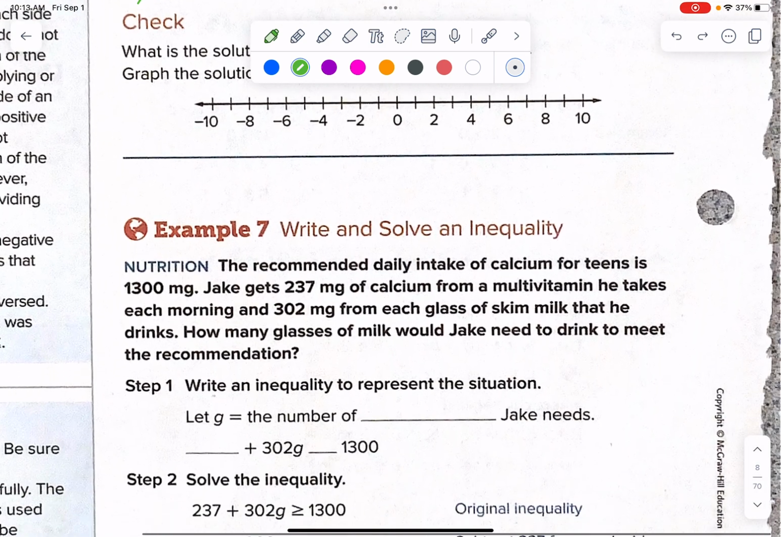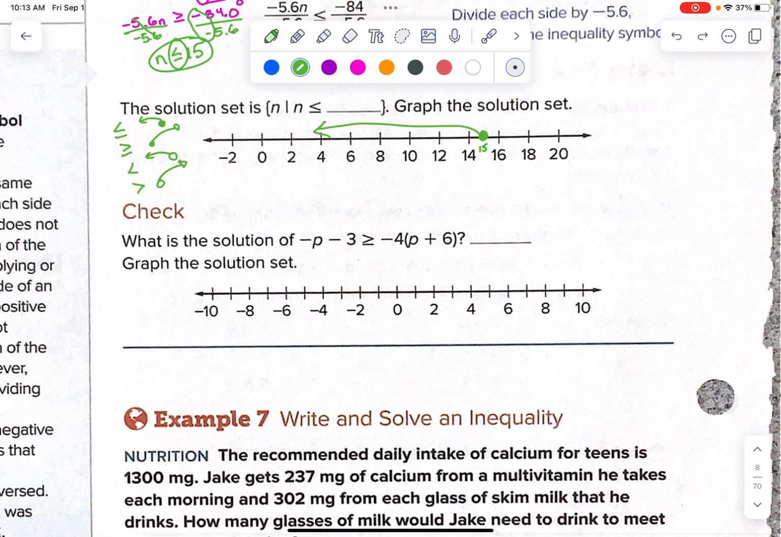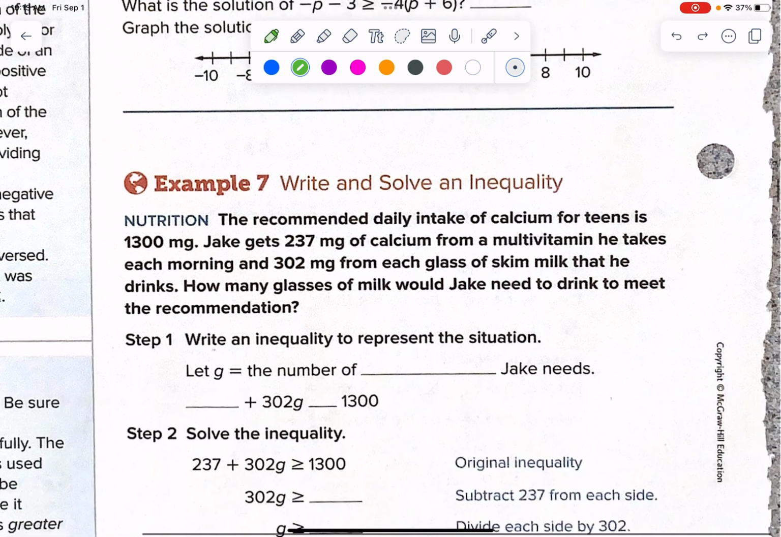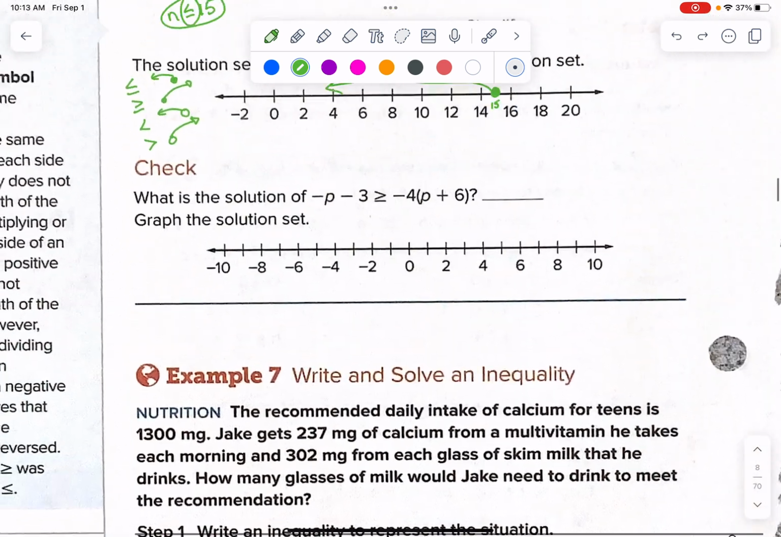Let's go ahead and skip example 7. That's a story problem, okay? I just don't want this video to be too long. You can try it if you want to. You can go through and look at how they have done that if you want some practice. But we'll go ahead and skip that one.